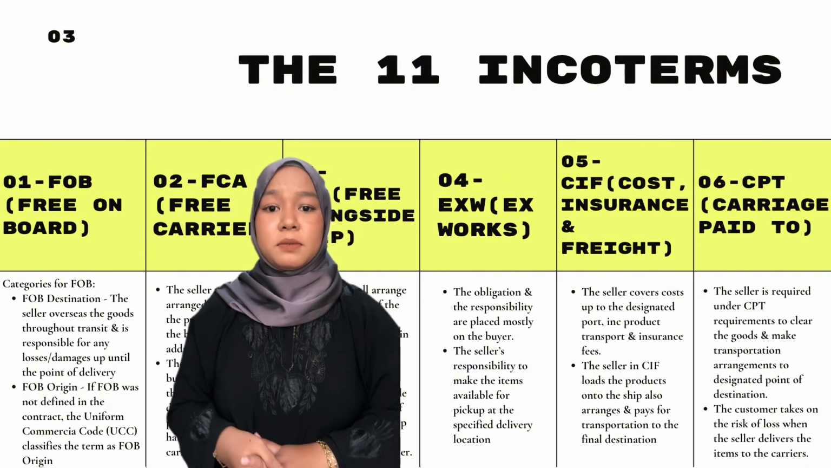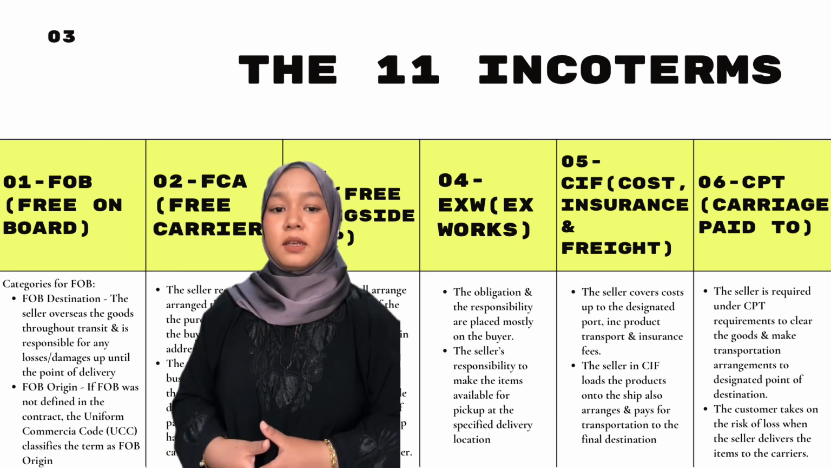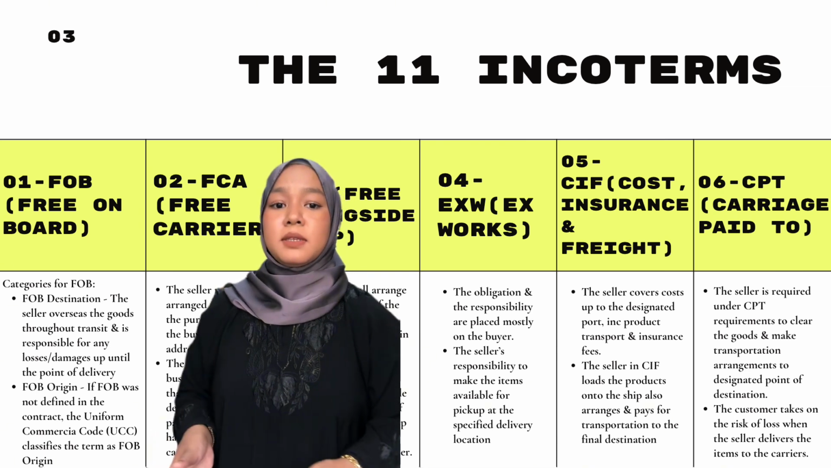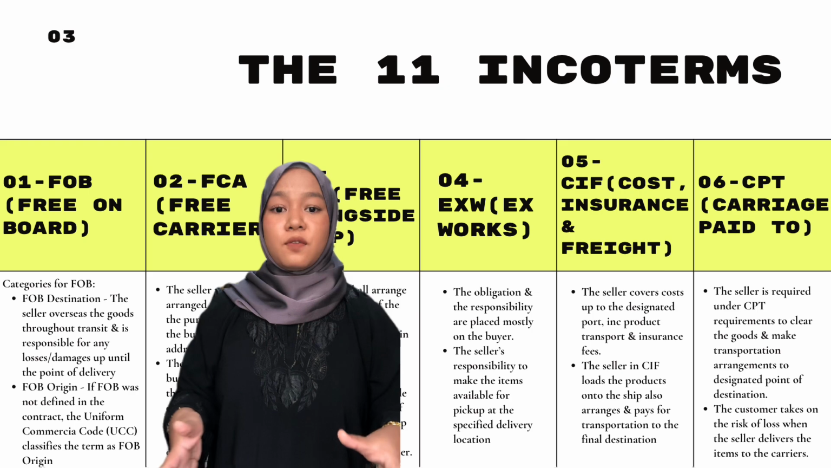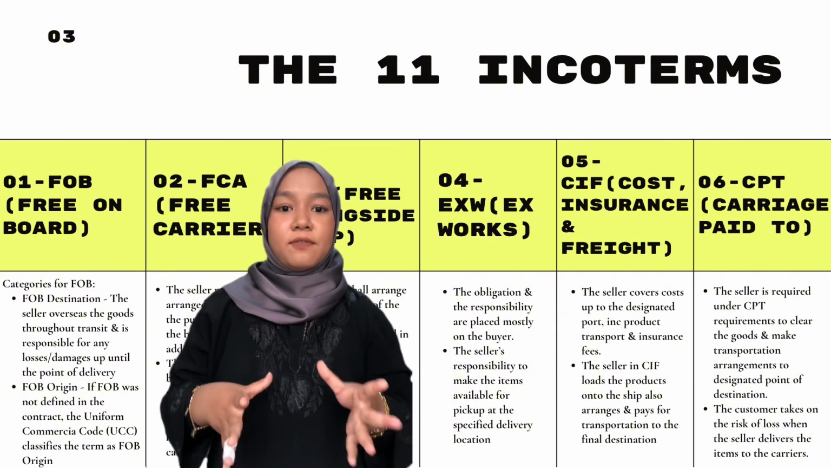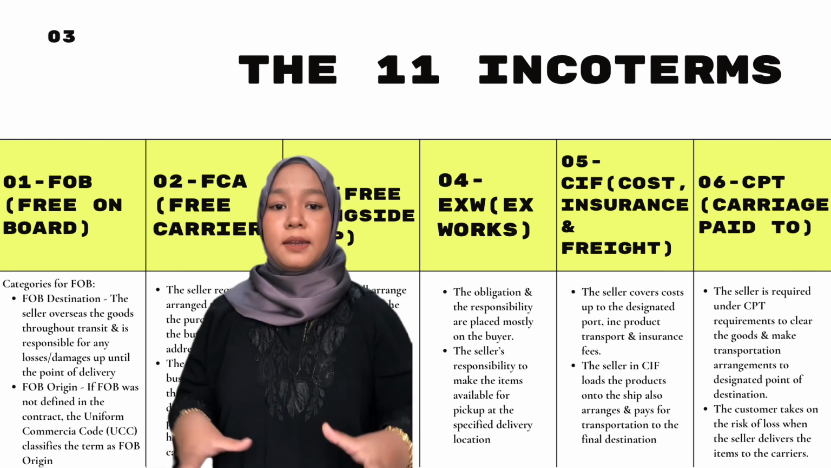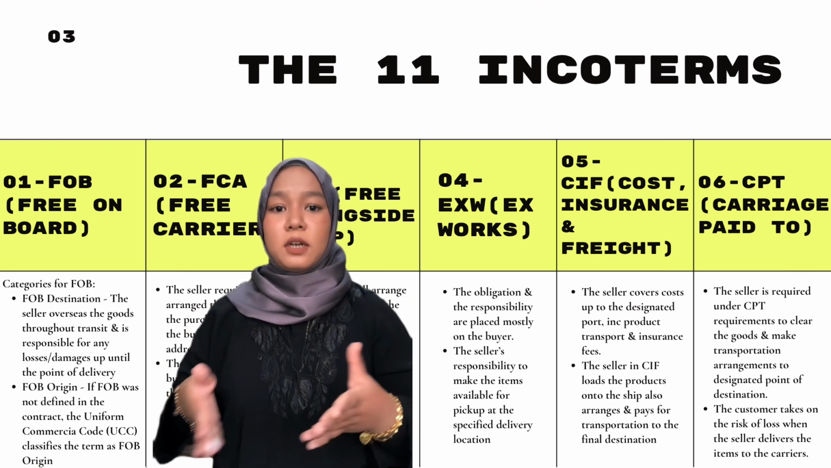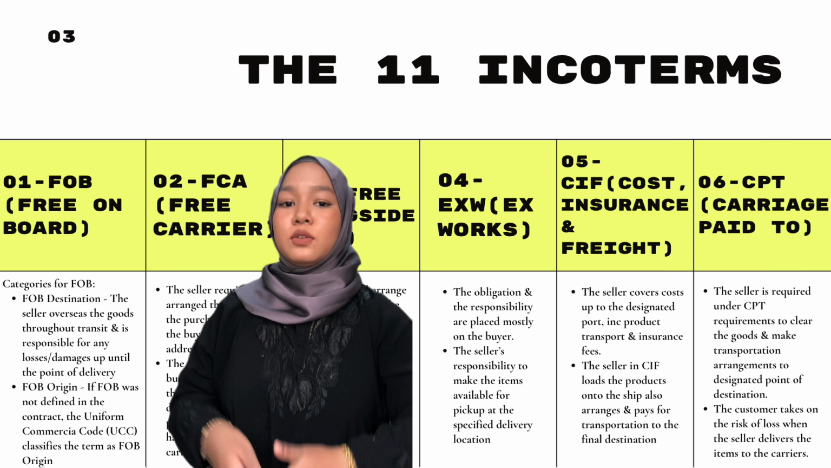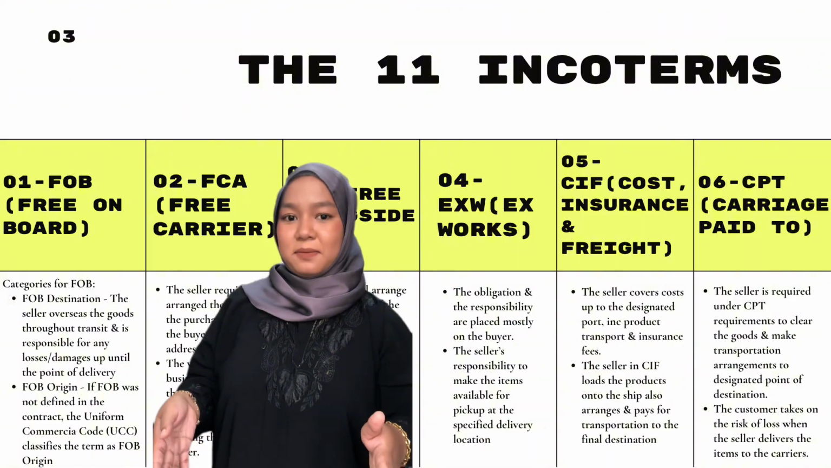Number 4 of Incoterms is EXW, ex works. The obligation and the responsibility are placed mostly on the buyers. The seller's responsibility is to make the items available for pickup at the specific delivery location. Number 5 is CIF, cost, insurance, and freight. The seller covers costs up to the designated port, including product transport and insurance fee. The seller in CIF loads the product onto the ship and also arranges and pays for the transportation to the final destination.